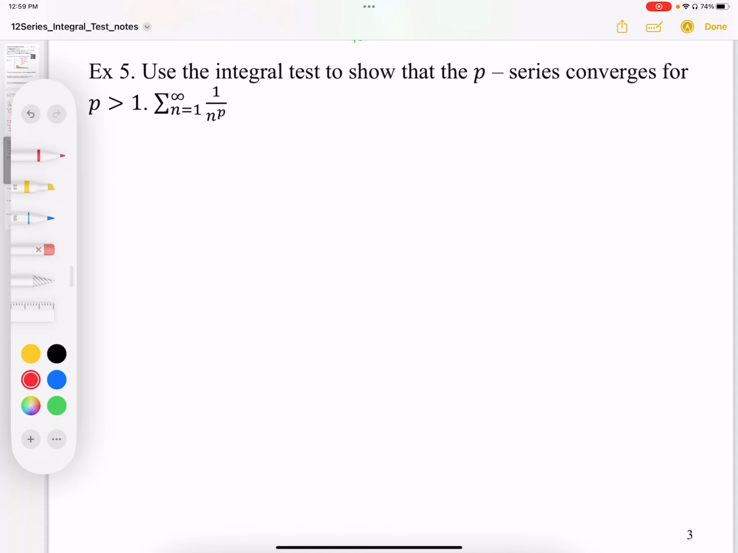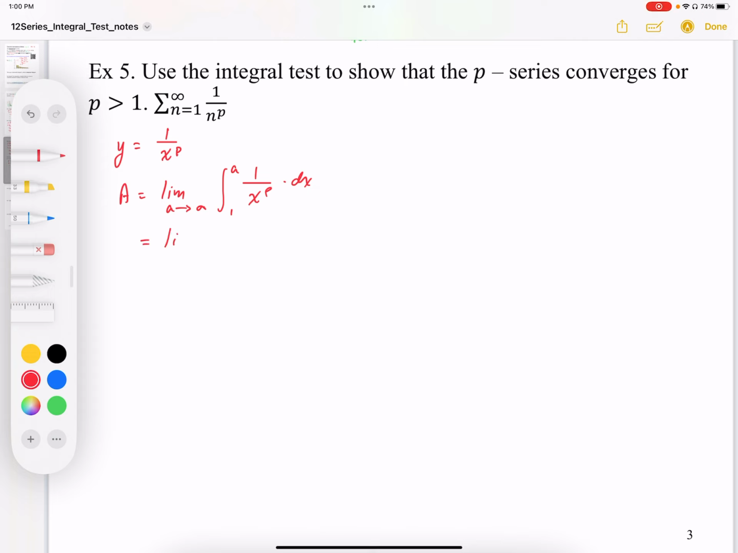So we're going to say that y is equal to 1 over x to the power p. Then we're going to find the area by integrating that function from 1 to, and we need to set up our limit. So the limit as a approaches infinity from 1 to a of 1 over x to the power p dx. Since this is just a power, we're going to apply the power rule.